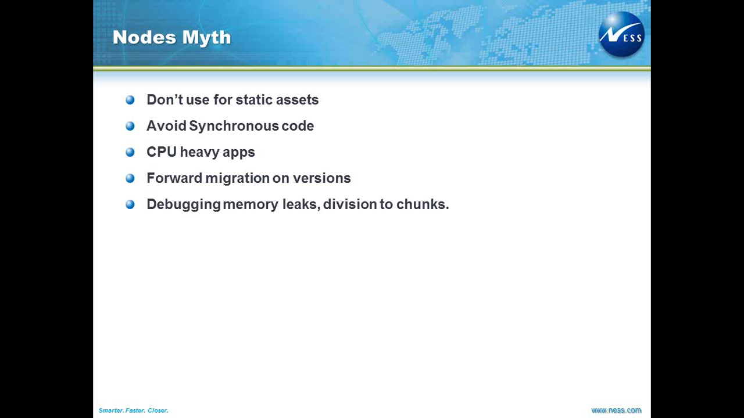Forward migration can be tricky, right? So you've got to have knowledge about the stability index, indicating if a feature is deprecated or experimental or unstable or stable or API frozen or locked state. So this could be tricky. I mean, this is just like any other technology. And yeah, so debugging memory leaks could also be tricky. So you've got to have a modularized approach and break code into chunks.